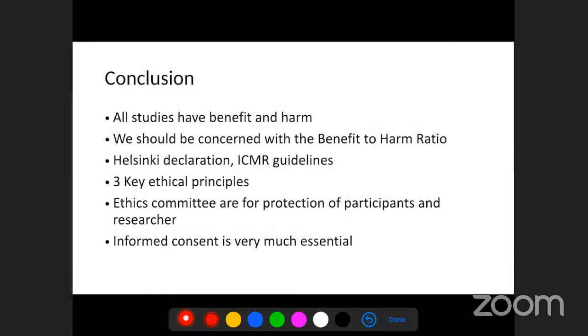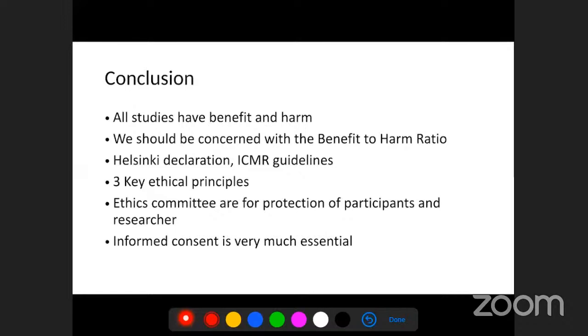Now remember, all studies have harm and benefit. As a researcher, you should know what the possible benefits of the study are. You should know what the possible harms are. And you should ensure measures to reduce the harm. You should explain in the protocol what measures you will ensure to reduce the harm. And you should be concerned about the benefit to harm ratio.